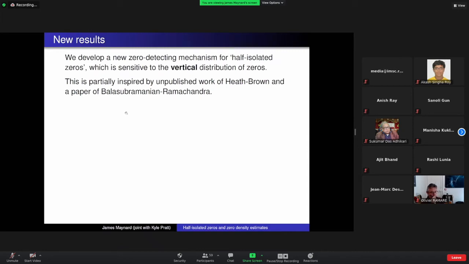And this work was at least partially inspired by some much earlier work. So there was an unpublished note of Heath-Brown on isolated zeros of the zeta function. And this was also picked up on and extended in a paper of Balasubramanian and Ramachandra. So it's very nice to be able to speak about something that was inspired by Balasubramanian's work in this conference.